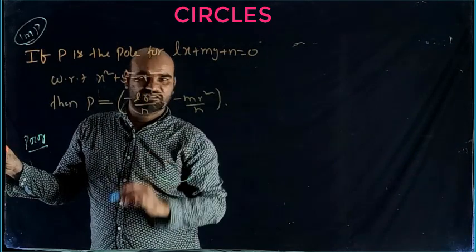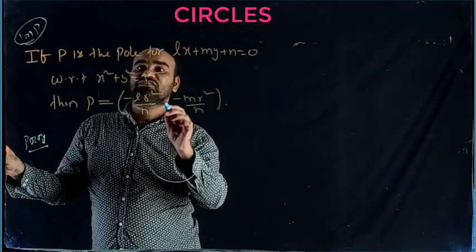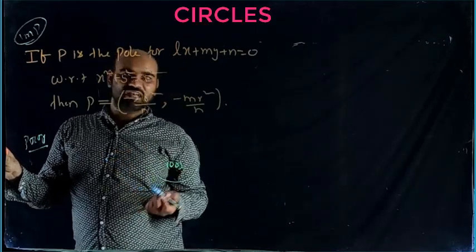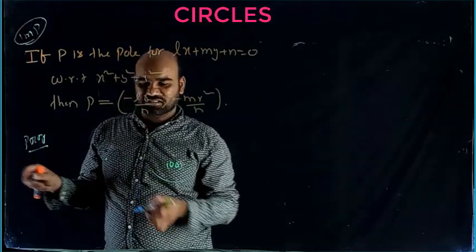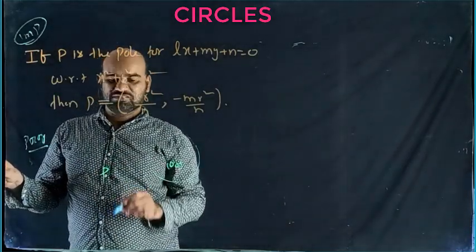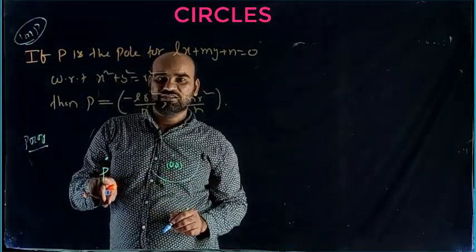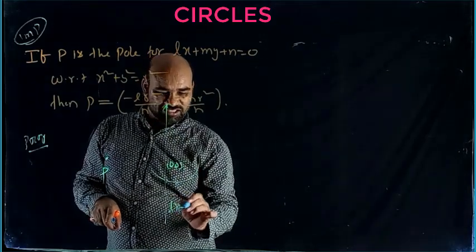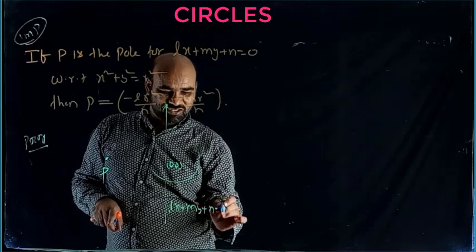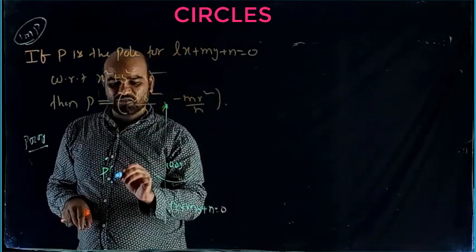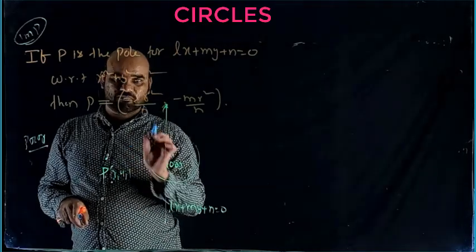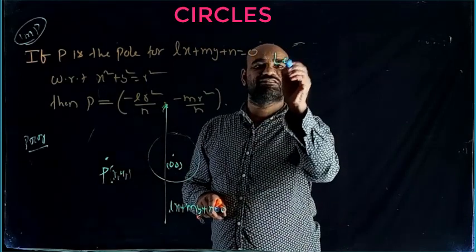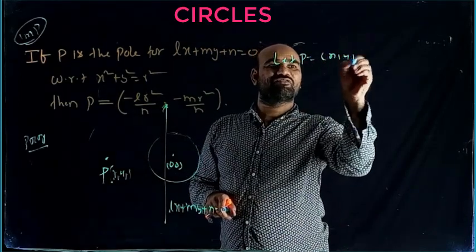This is a circle. What is the circle? Standard circle, basic circle, center is 0, 0, radius r. Assume the general case, you always want to take P as an exterior point. Now I want to find the coordinates of P. Already given, this is the equation of the polar: Lx plus my plus n equal to 0. So what are the coordinates? Let the coordinates of P be x1 comma y1. Now you want to find x1, y1. Let P equal to x1 comma y1.